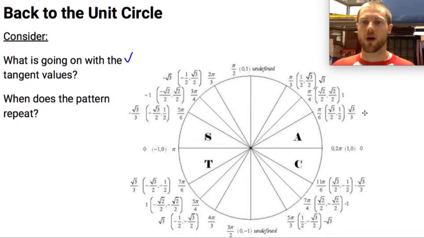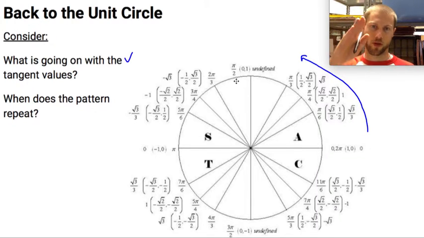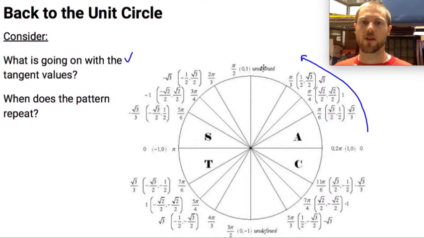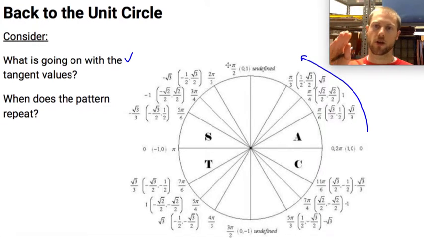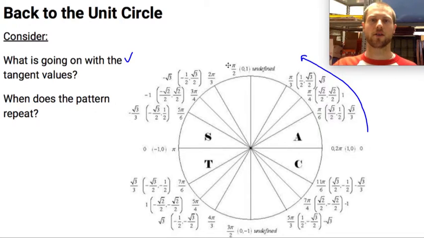As I move around in this direction, and I look at root 3 over 3, 1, root 3, those numbers are getting bigger and bigger. And then I have this undefined. I don't know what that's equal to, but I have numbers that are getting bigger, and all of a sudden it's undefined. Remember, that is because I'm dividing 1 by 0. Can't do 1 over 0, so that's where we have this undefined.